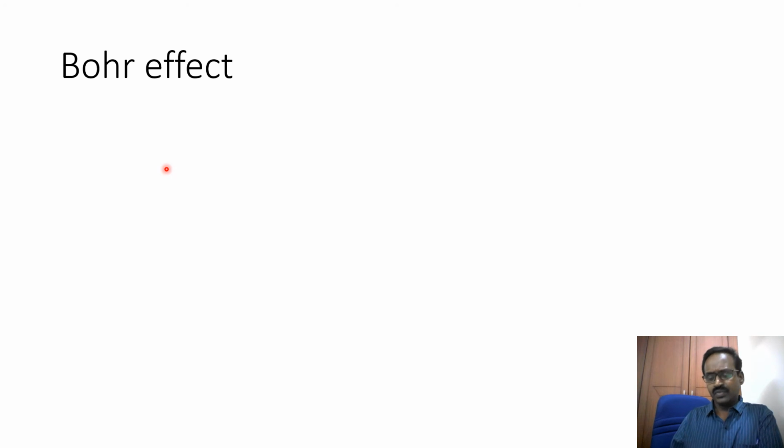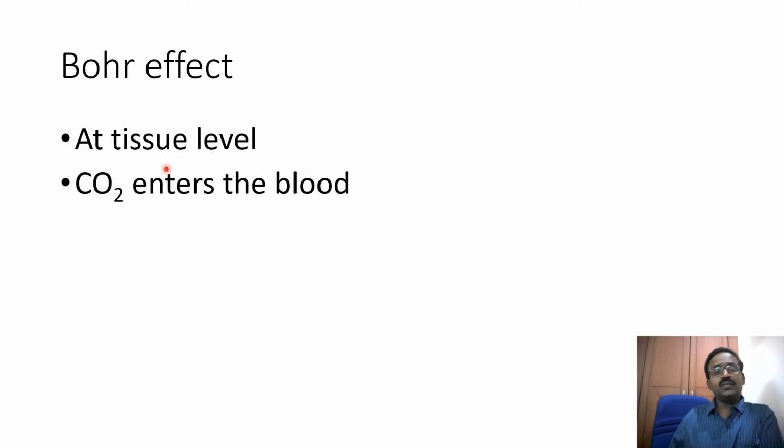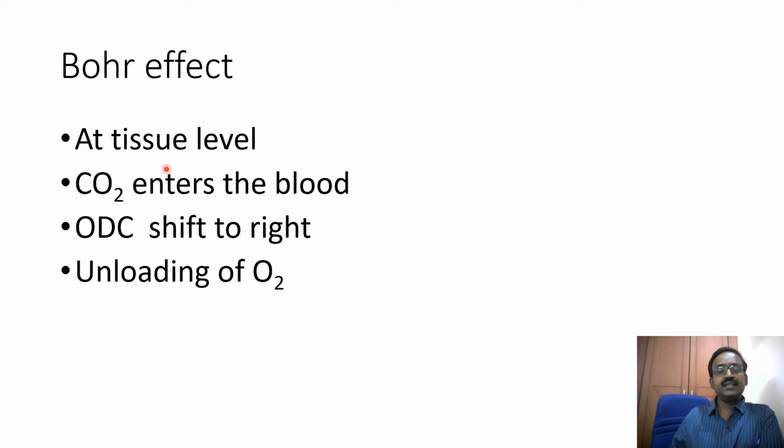The fourth effect occurs at the tissue level. When CO2 enters the blood, the oxygen dissociation curve shifts to the right side. So it favors the unloading of oxygen at the tissue level and the loading of CO2. Simply put, when the PCO2 level is high in the tissue, it favors the release of oxygen from hemoglobin to the tissue.